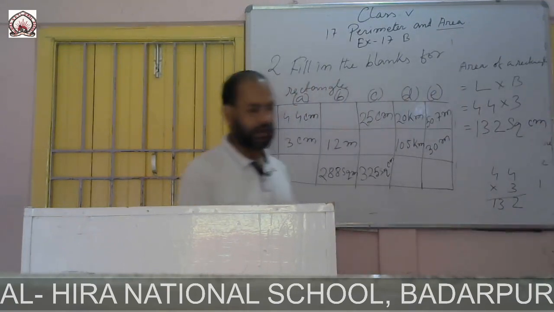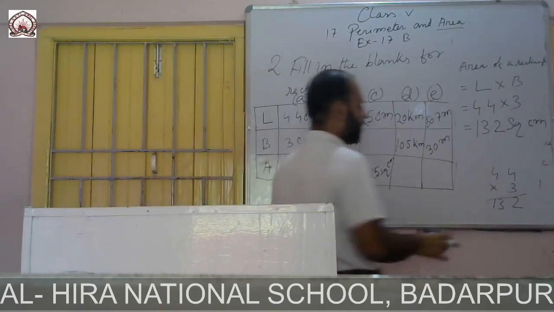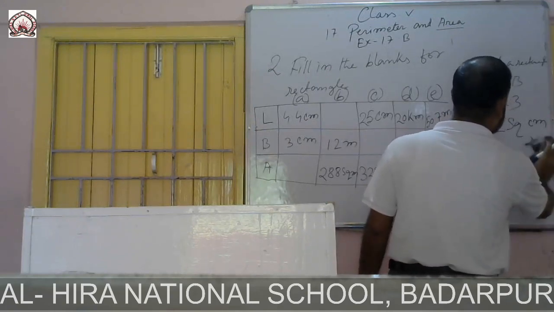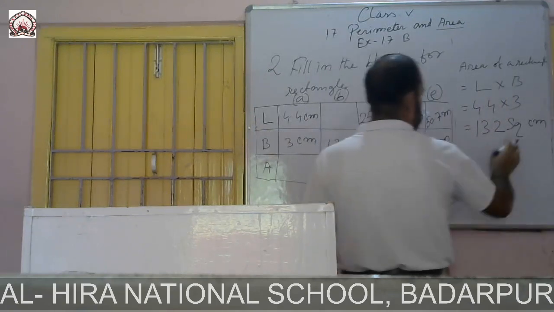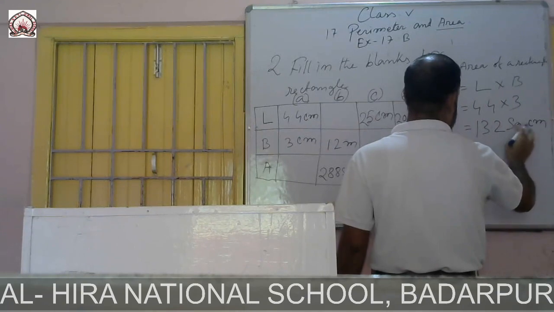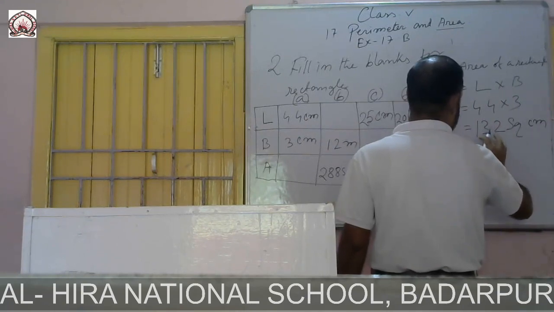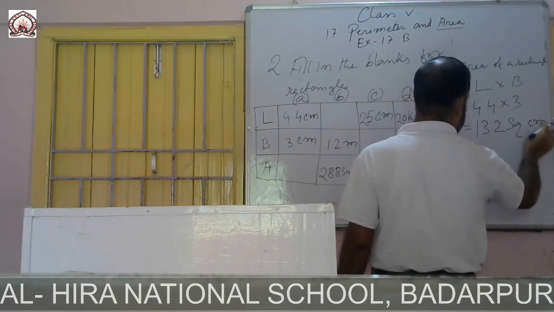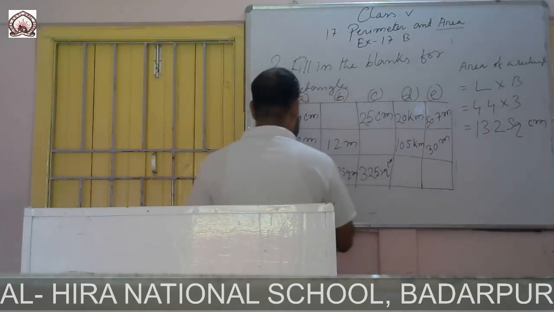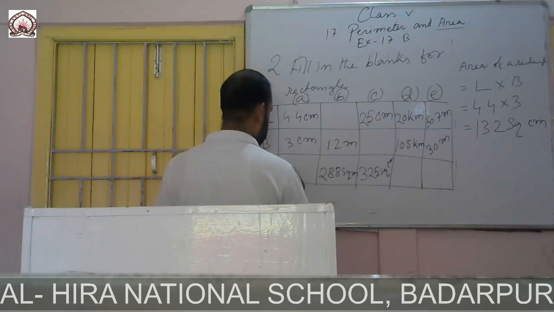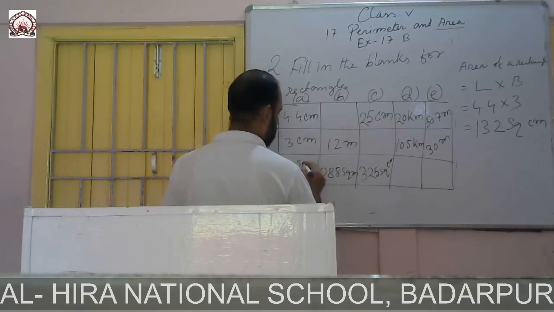So when we take out area, the unit of measurement is square. We use square. So 13.2 square centimeter.